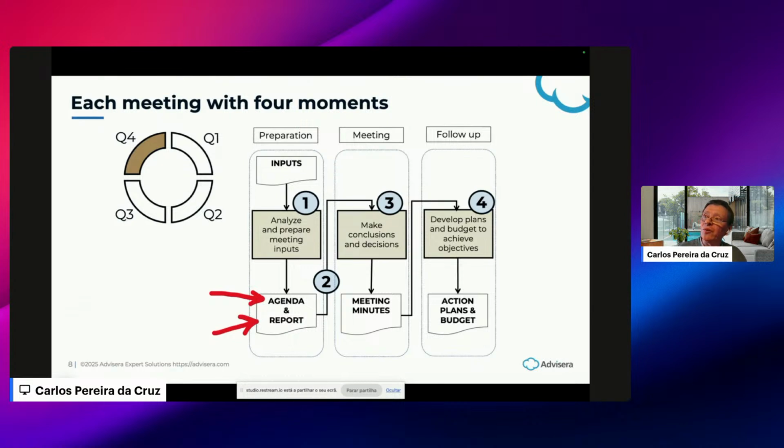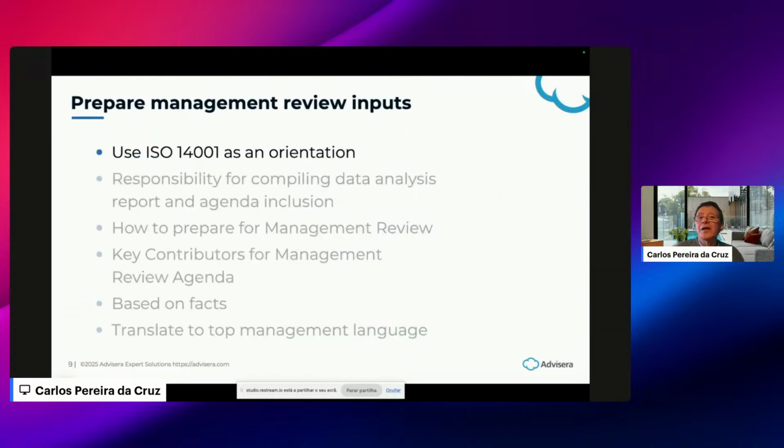Okay, now, so this is about the process. Let's go into the inputs. So use ISO 14001 as an orientation to the main topics to cover with the inputs. During the meeting, you only need to consider those that deserve attention, okay? Don't forget that. But all topics are included in the inputs, okay? In the report to management review.